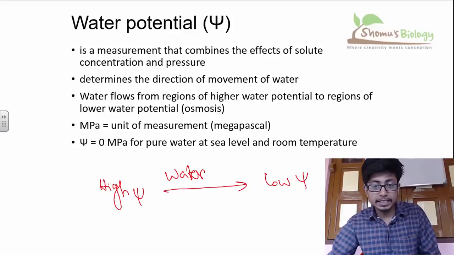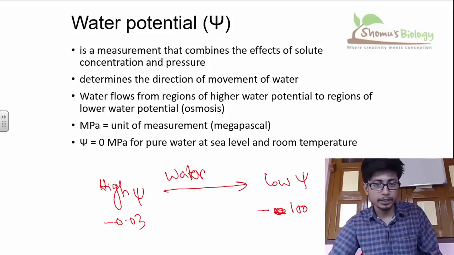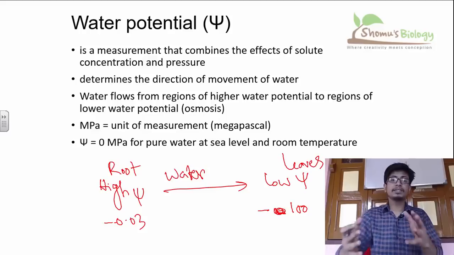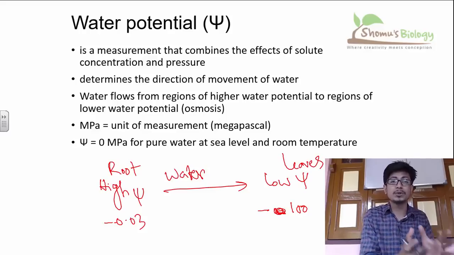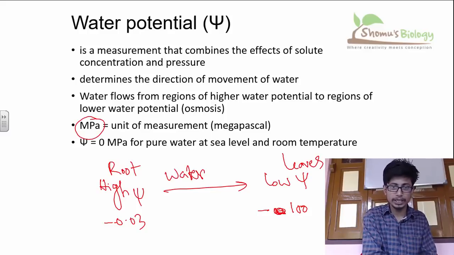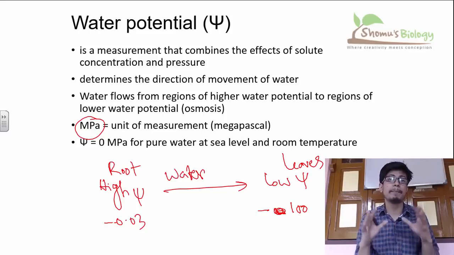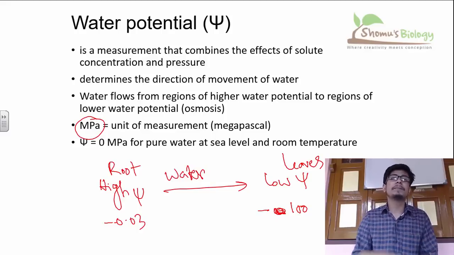Okay, and in this case the high water potential is present in the root region, minus 0.03, while it is minus 100 in the leaves. So this is in the root, this is in the leaf. That is the reason water flows. Actually, we created this to understand the process very carefully. MPa is the unit to measure the water potential. We call it a megapascal. Pascal is the idea of pressure. So it's nothing but how the water and solute apply pressure. That is it, because it depends on the pressure, guys.